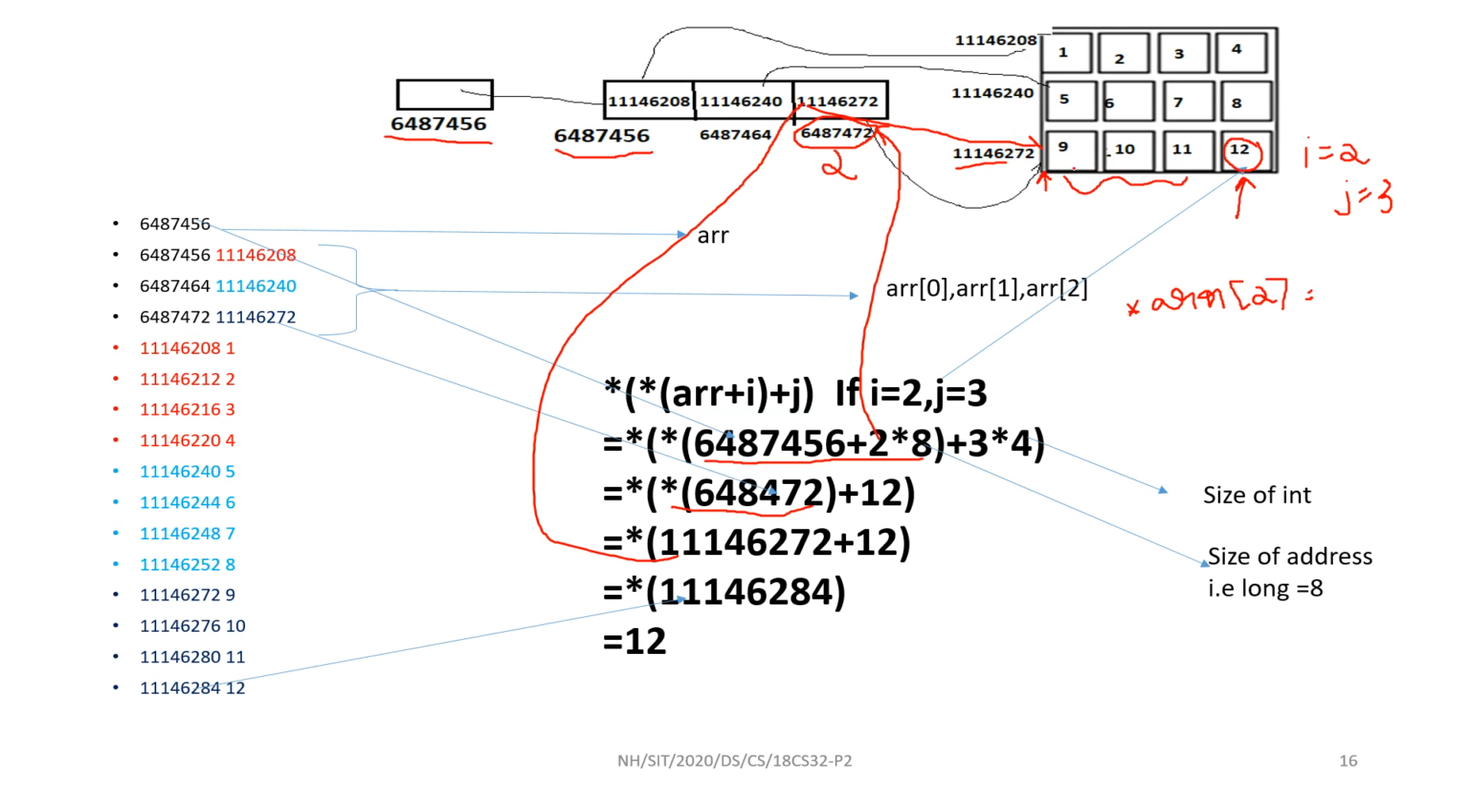These many locations you have to skip. How many locations? J number of locations you have to skip. Actually, it is not just 3, it is 3 into 4, which is 12. For this, you have to add 12. Why 12? 3 into 4, 4 because it is integer. The array data type is integer. This is long. So, by adding 12 to this, we will get the address of this location. What is there in that location? That is 12. Okay. So, again you can rewind this and listen again for more clarity.